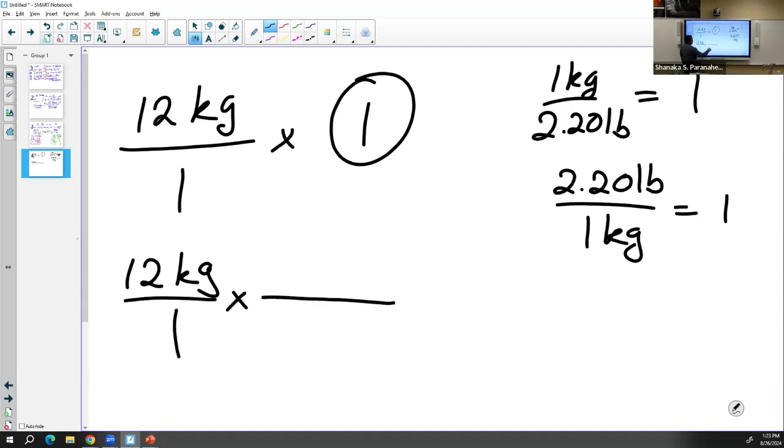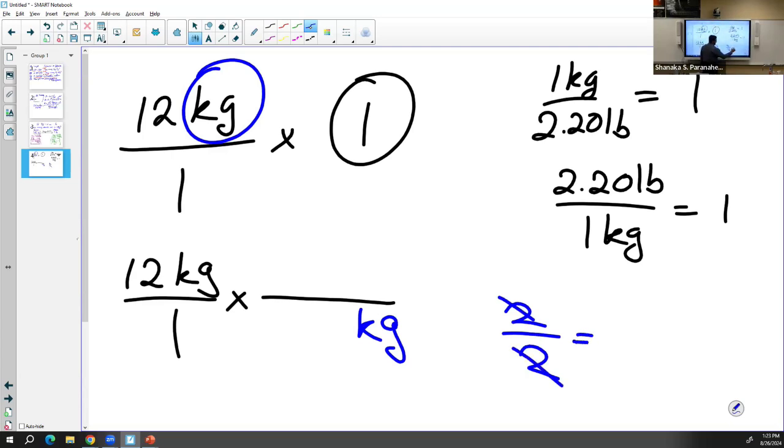When I'm selecting my factor, this is the important part: your unit. The unit is kilograms, and I'm going to keep the kilogram in the denominator because when we have the same number in the numerator and denominator, it cancels out. Like 2 divided by 2 cancels out to 1. When we have the same two values in the numerator and denominator, it's always 1. It is the same for units.